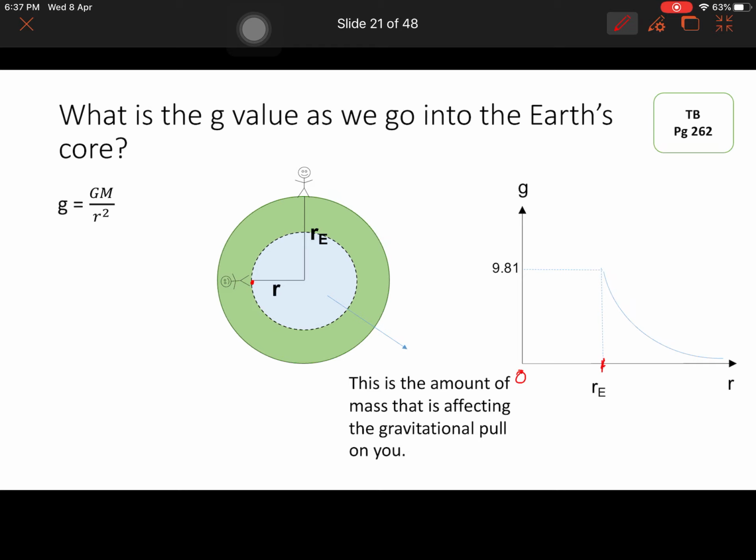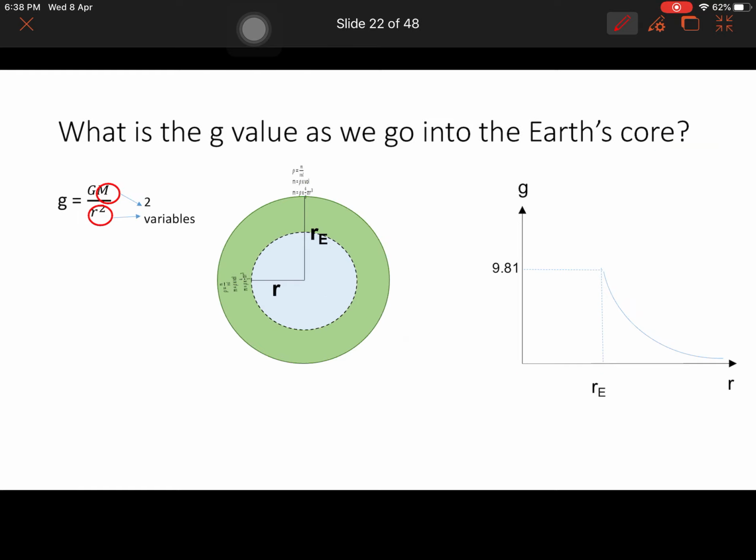So if I use this, do you notice that right now, G is still a constant, R is changing? I'm changing R because R is going to be decreasing. But what about the mass? Previously, mass is constant because I'm talking about just the mass of the Earth. But now as I go towards the center of the Earth, your mass is decreasing. So if I have two variables, I cannot work this out easily. I won't know what the graph is going to look like. I need to change it such that I only have one variable. So since my mass is changing, now what is mass going to be?